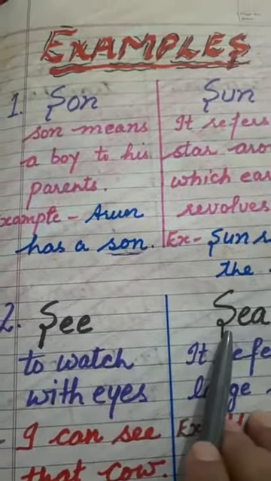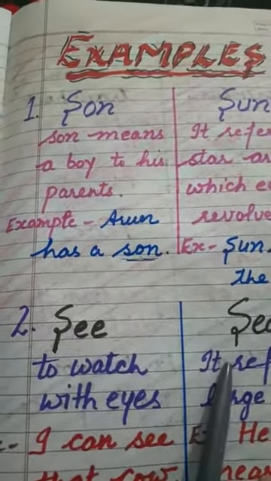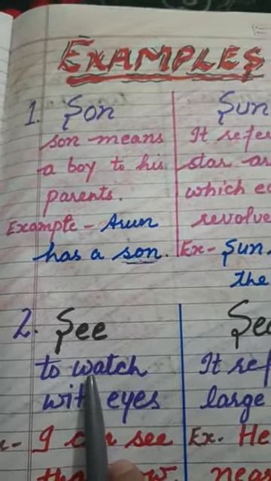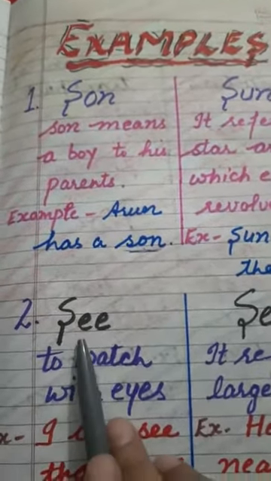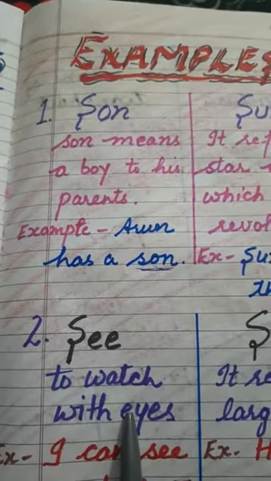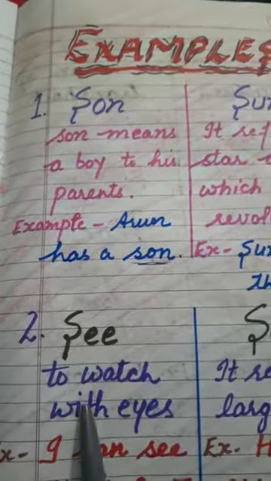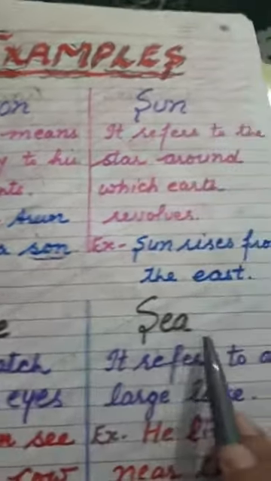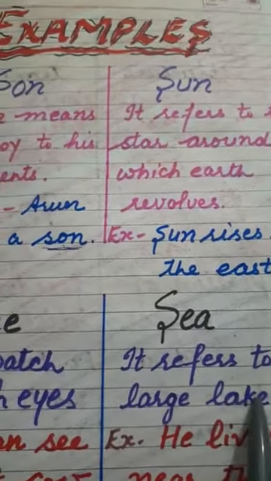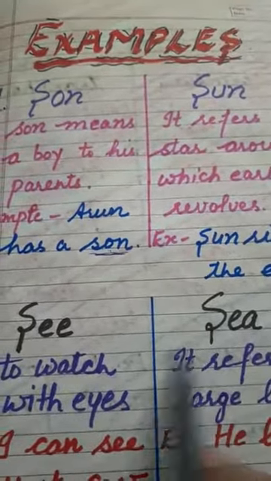Again and again I am telling you, homophones means the same sound but the spellings and the meanings are different. Clear? So here see means to watch with eyes, whenever you are using your eyes to see anything, in that situation this see will be used. And this sea means it refers to a large lake, एक बहुत बड़ा समंदर. Is that clear? So this see and sea are different from each other.